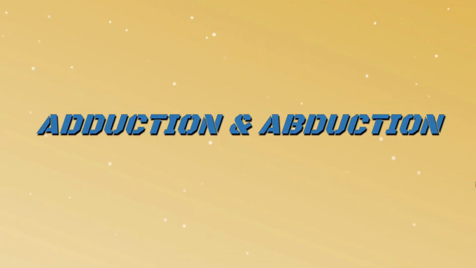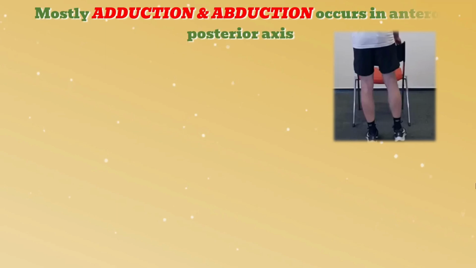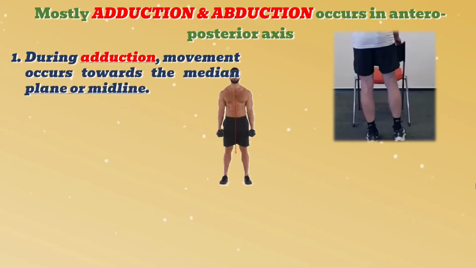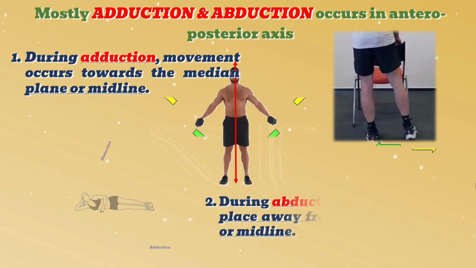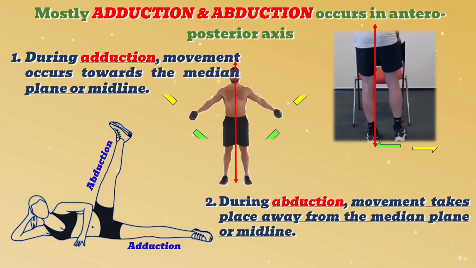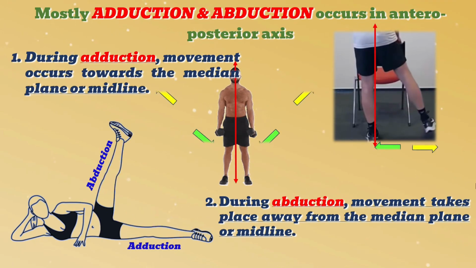What is adduction and abduction? Mostly, adduction and abduction occur in the anteroposterior axis. The terms adduction and abduction are used to characterize movements towards or away from the body's midline. During adduction, the movement occurs towards the median plane or midline. Whereas during abduction, movement takes place away from the median plane or midline.